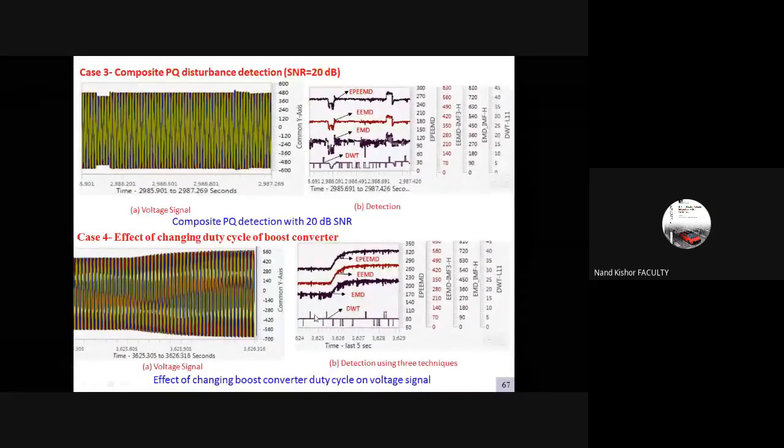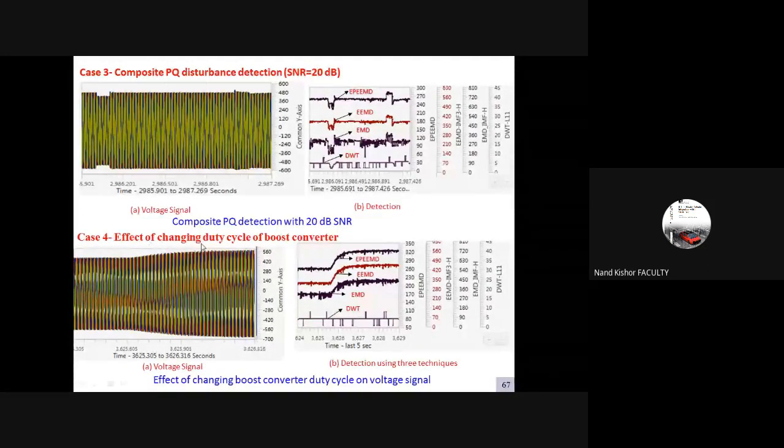However, DWT completely fails to detect this disturbance here. In fact, it's not a physical disturbance, but a control action related disturbance. It is because you are changing the duty cycle, so this is related to the control on the converter side. So it is not actually a physical, but a control action related disturbance.